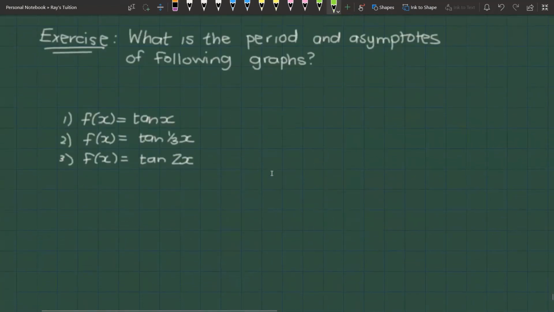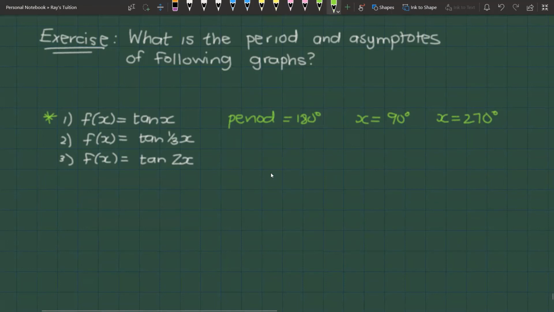Let us have a look at an exercise. What is the period and asymptotes of the following graphs? The first one is our usual tan graph, and you should know that the period of it is 180 degrees. And we have two asymptotes at x equals 90 and x equals 270. So this is our standard graph and you should know it really well. If you do not, please watch our previous video on it.